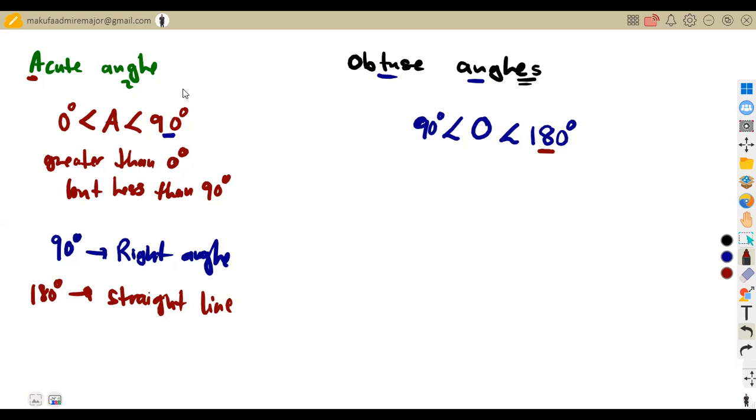So these are the two angles that I want to mention, especially in our syllabus. They consider mostly this obtuse angle. They want us to know the relationship between the obtuse angle and the acute angle. That is the whole part that you need to understand.